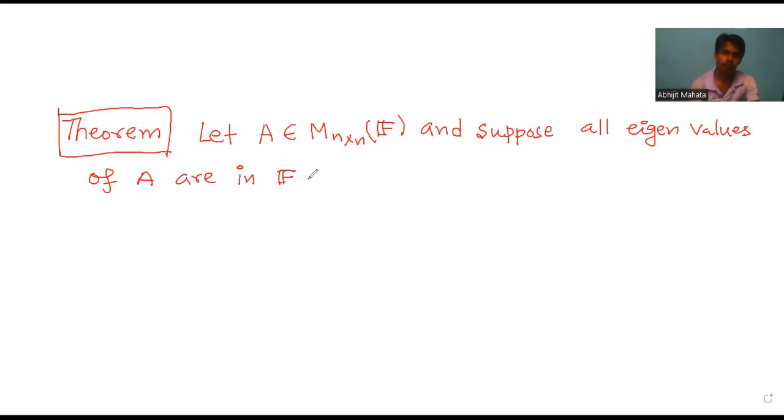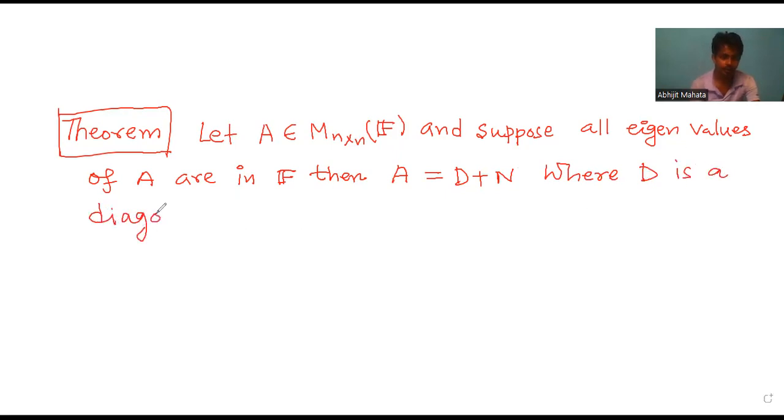Then A can be written as the sum of two matrices, D plus N, where D is a diagonalizable matrix and N is a nilpotent matrix.